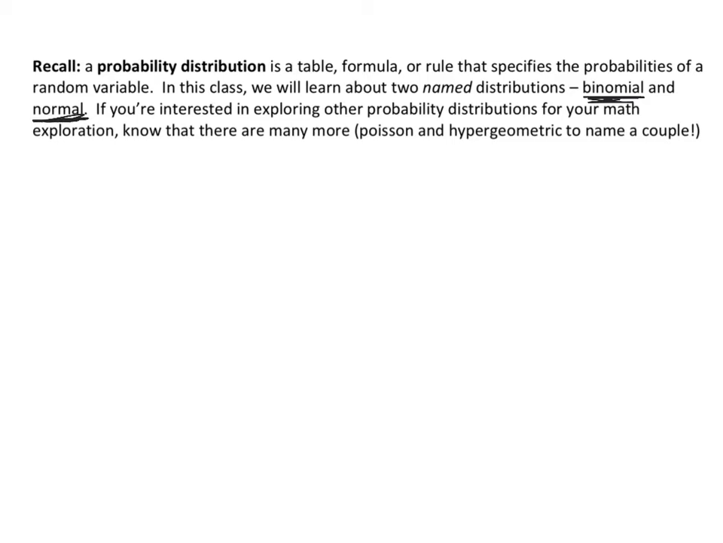Turns out there's actually a lot of different named distributions. And if you're interested in exploring other probability distributions for your math IA, your math exploration, there are a lot more of them. Two of them that may be accessible are the Poisson distribution and the hypergeometric distribution. So heads up, there's lots of these things. Today we're going to be learning about the binomial distribution.